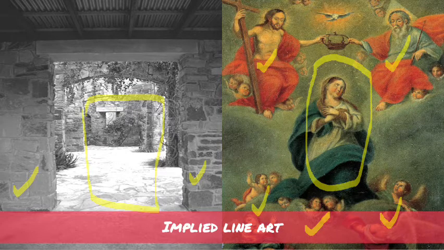Okay, so that is how particular artists use implied lines in order to put in a little bit of drama or mystery or both in a particular art form.